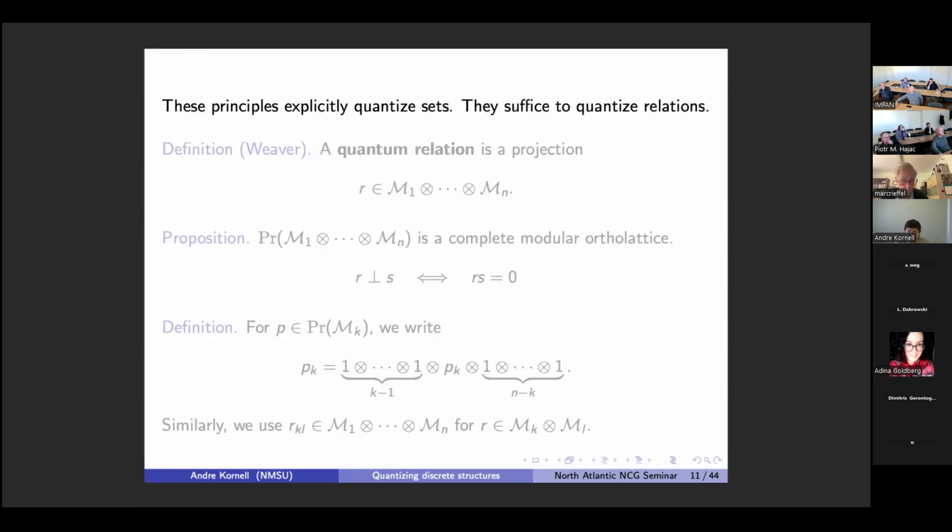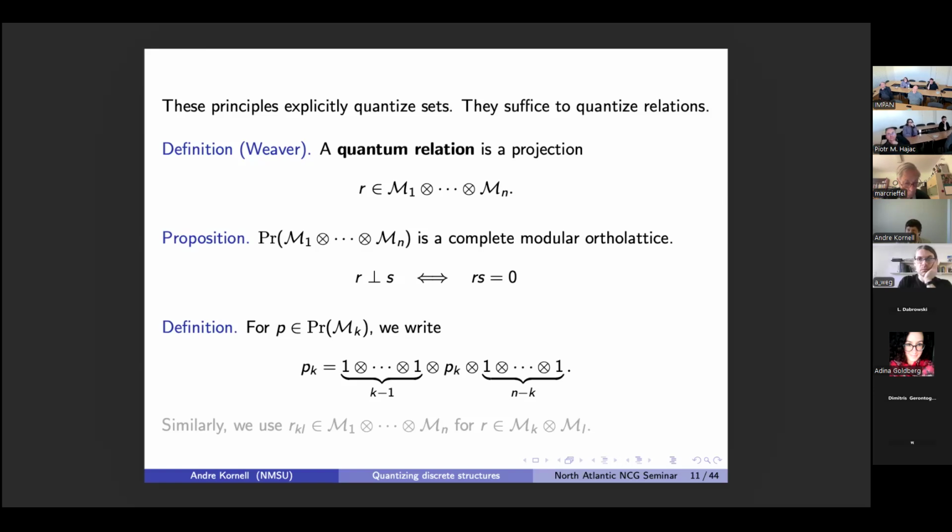These principles explicitly quantize sets, but they also suffice to quantize relations. And that's the story that I want to go through now. A very natural definition, due to Weaver, is that a quantum relation is just a projection in an appropriate tensor product. This is a straightforward quantization of the idea that a relation is a subset of a Cartesian product. And of course, these things form a complete modular ortholattice, where we say that two quantum relations, in other words two projections, are orthogonal to one another just in case their product is zero. So nothing new here.